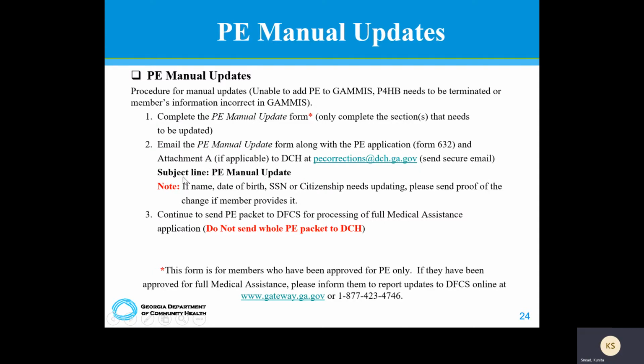Instead, you sign on their behalf, so I would need to see a copy of the attachment A. If we need to update the individual's name, date of birth, social security number, or citizenship, we will need verification of that before we're able to change it. So if the member has that information available, please make sure you're sending verification of that to us when you send this update form. And do not send us the whole PE packet.